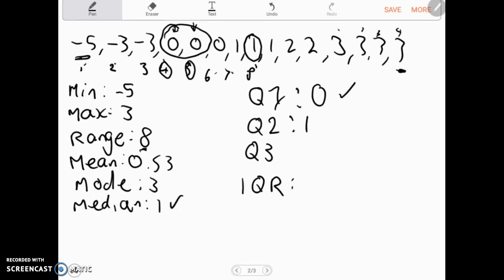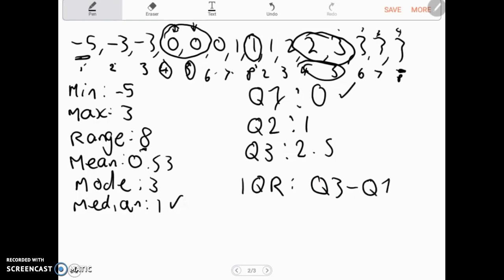And then Q3, well, we just do the exact same thing as we did for Q1. 1, 2, 3, 4, 5, 6, 7, 8. Get 4 and 5, which is 2 and 3. The average between 2 and 3 is 2.5. So there's our Q3. And then we get our interquartile range, which, as we remember, is just Q3 minus Q1, which in this case is 2.5 minus 0, which equals 2.5.